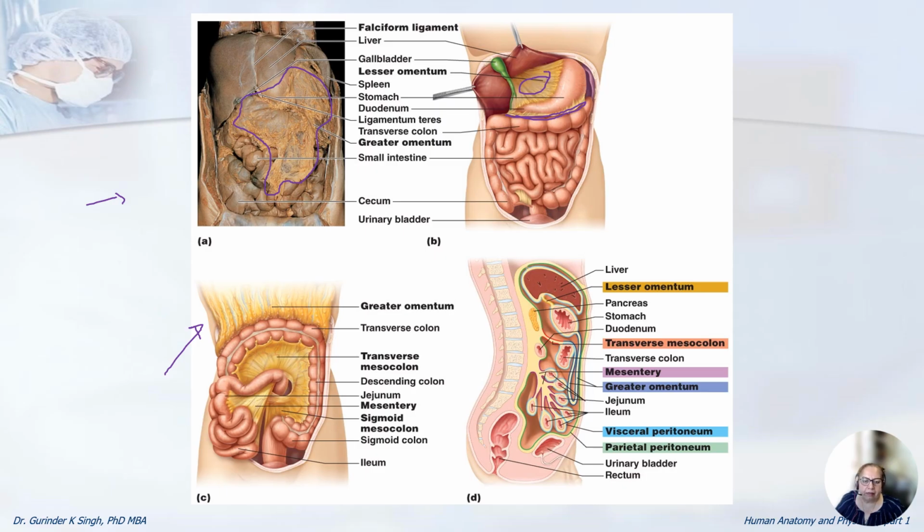Okay, and then when you remove the digestive organs like the stomach, liver, etc., and the small intestine too, then you can see the transverse mesocolon. Also you see the mesenteries and the sigmoid mesocolon, etc.